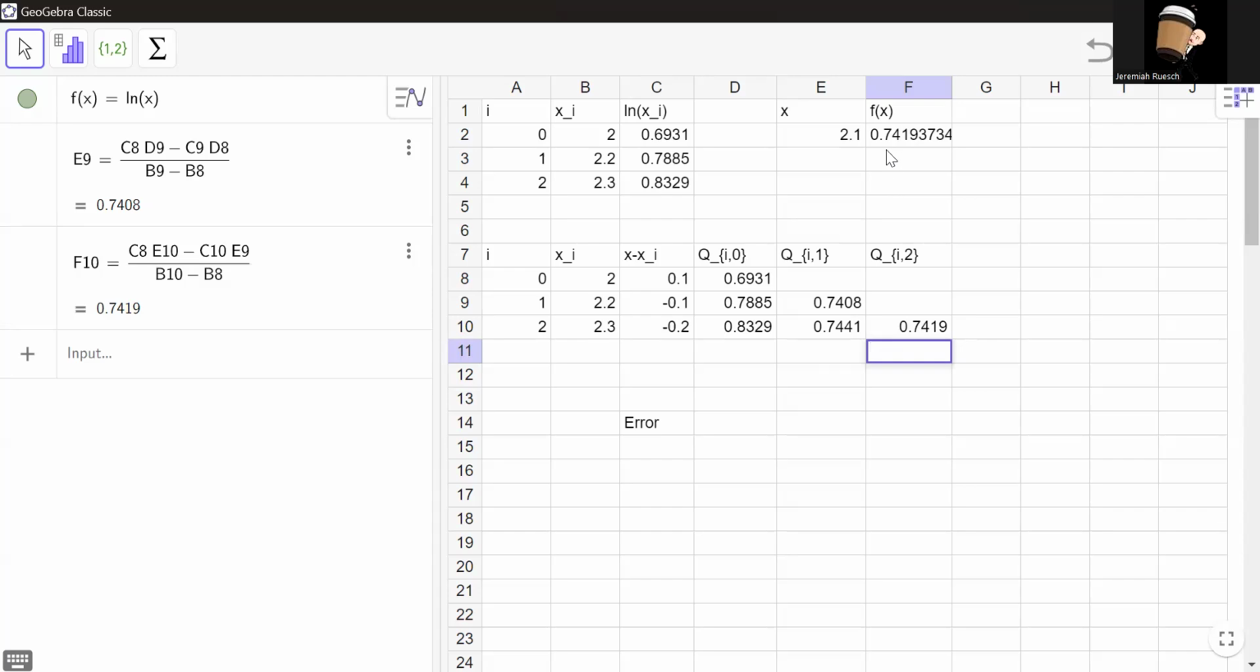Okay, and so then our value is 0.719. And if you notice here, the difference between these two is identical up to that fourth digit. So we're going to take the absolute value of F2 minus 0.7419. And so we get that this error is accurate out to the 4 digits of accuracy.